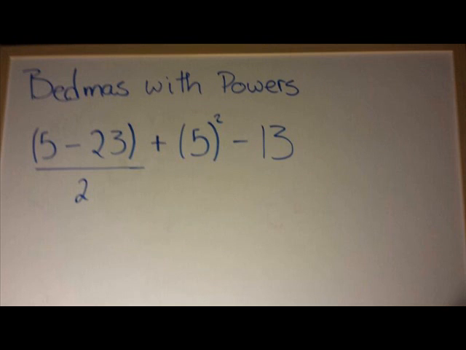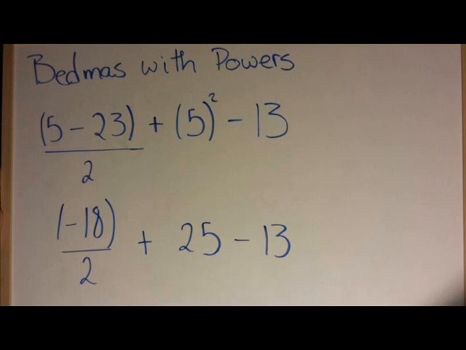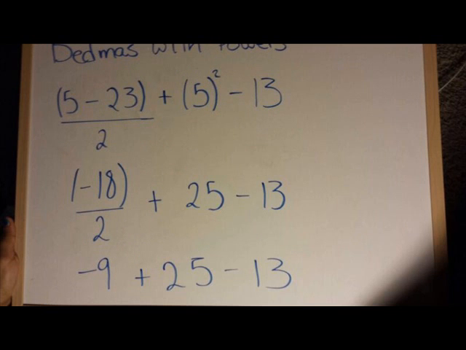So we're going to get into even harder things. So (5 minus 23) divided by 2 plus 5 squared minus 13. I'm going to do the squared with the brackets, but you have to do the brackets first. Remember, okay? So 5 minus 23 equals negative 18, negative 18 divided by 2 plus 25 minus 13. 25 comes from 5 times 5.